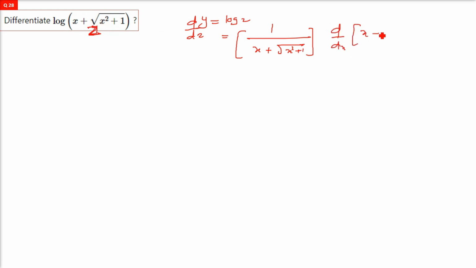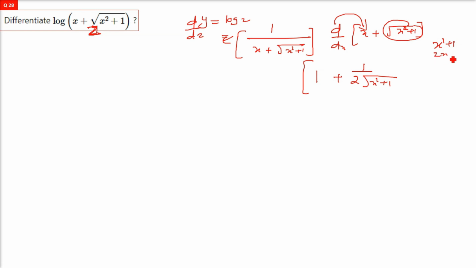D by dx of x plus under root x square plus 1. Alright. So what is the differentiation? D by dx of x is going to be 1. And whatever is inside the root, it will be 1 by 2 under root of that thing. So 1 by 2 under root of what? X square plus 1. Now x square plus 1 also you have to differentiate. So x square plus 1 will be 2x plus 0. So 2x it will be. So you can just cancel these 2 out. So 1 plus x by under root x square plus 1 it is.